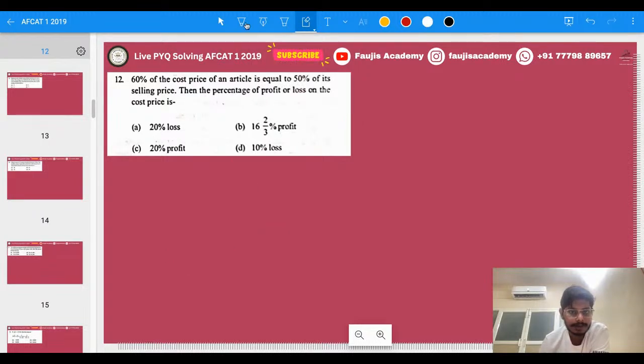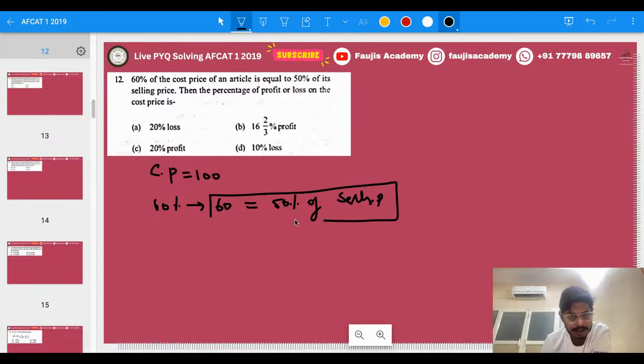Let us say cost price CP is 100. 60% of cost price is how much? Okay. 60 is equal to 50% of selling price. Okay. 50% of selling price SP. If 50% of selling price is 60, that means it has been sold for 120, right? If it is sold for 120, cost price is 100. How much is the profit? There is a profit.